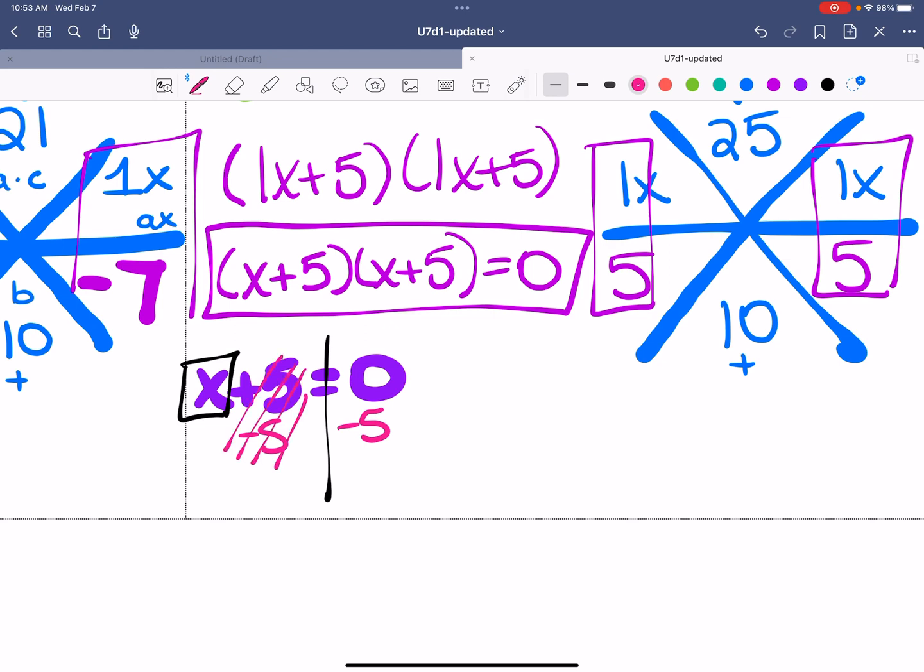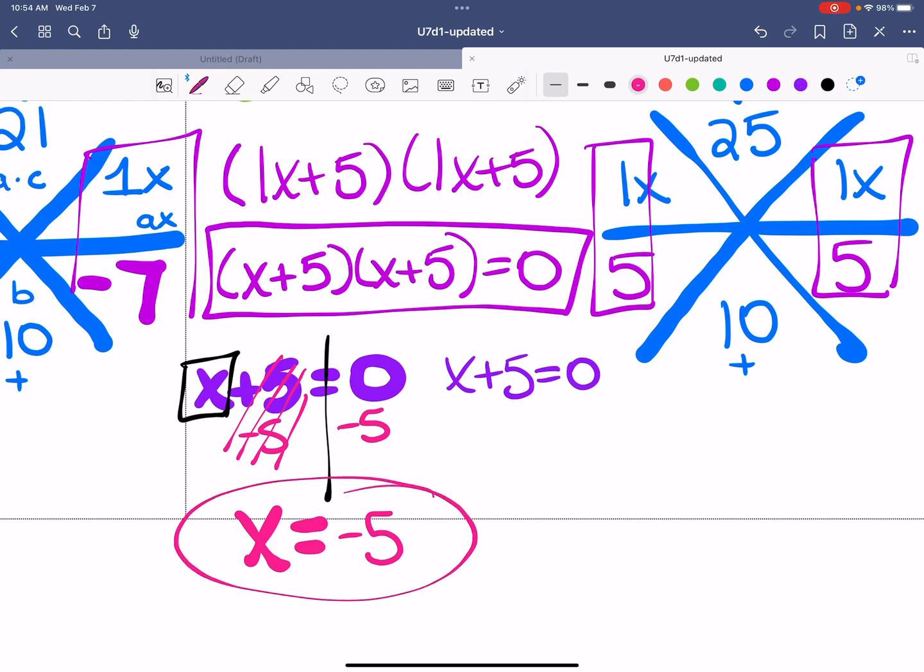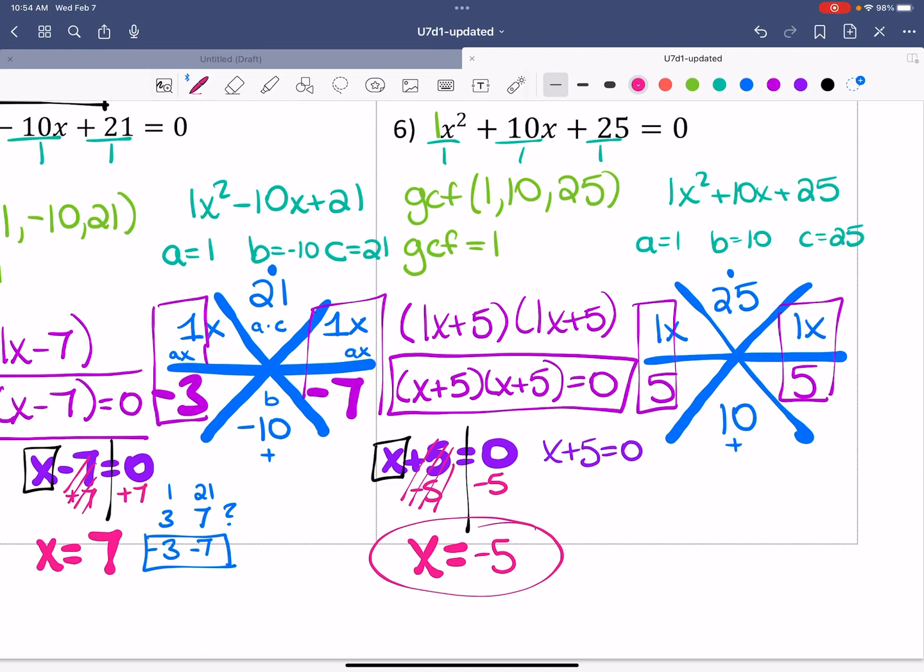Opposites zeroing out, x is isolated. 0 minus 5 is negative 5. And then you would have repeated the steps on the second factor, but hopefully you realized that those were the same, and so you didn't have to do double work, that you only had one solution for this, which was at negative 5.